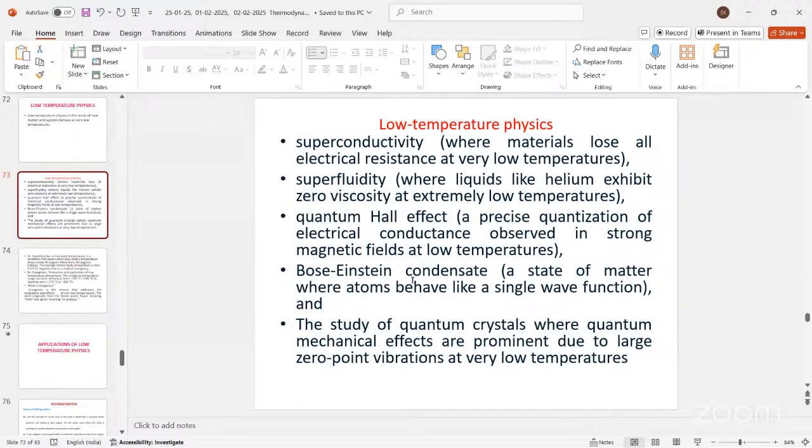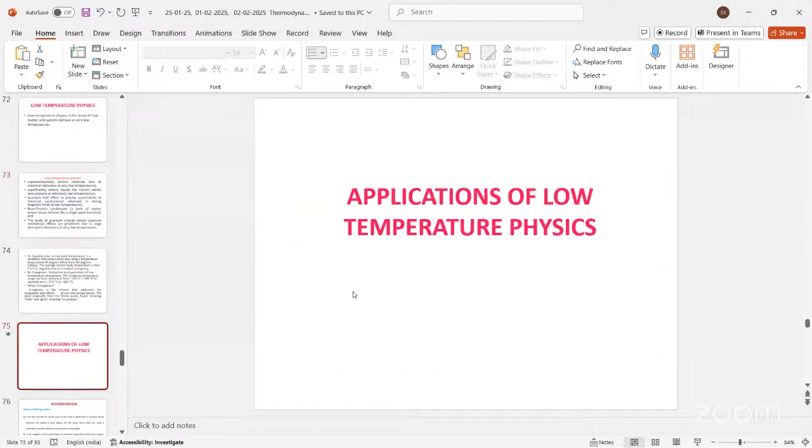And in the Bose-Einstein condensate, we have a state of matter where atoms behave like a single wave function. Okay, and this we will also take. And the study of quantum crystals, where quantum mechanical effects are prominent due to the large zero point vibration at very low temperatures.